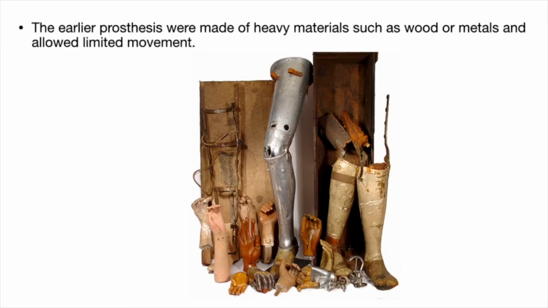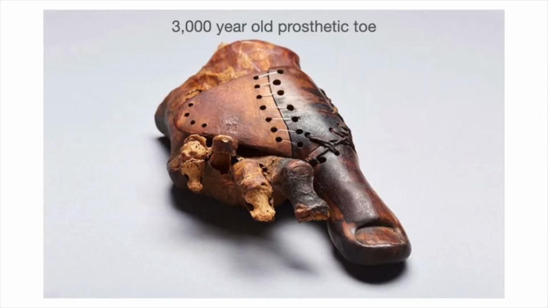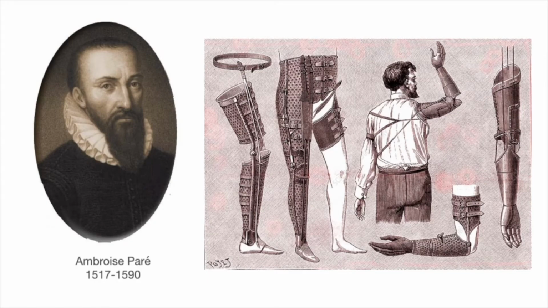Earlier prostheses were often made of heavy materials like wood or metals, and allowed for very limited movement. The earliest example of a prosthesis ever discovered is not a leg or an arm, it's actually a toe. A big toe made out of wood that was worn by an Egyptian noblewoman 3,000 years ago. In the 16th century, a French doctor named Ambroise Paré developed the first hinged prosthetic hand and leg with a lock-in knee and elbow joint. This allowed for greater mobility as it allowed the wearer to bend the knee or elbow.